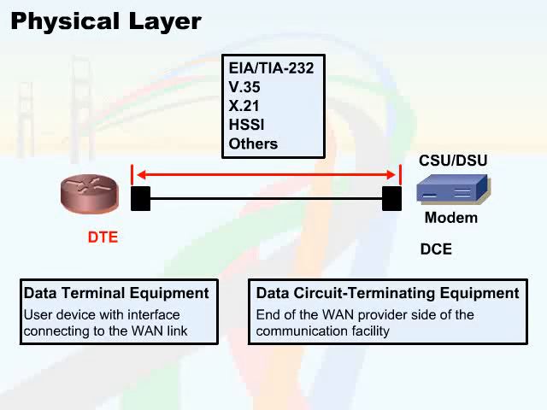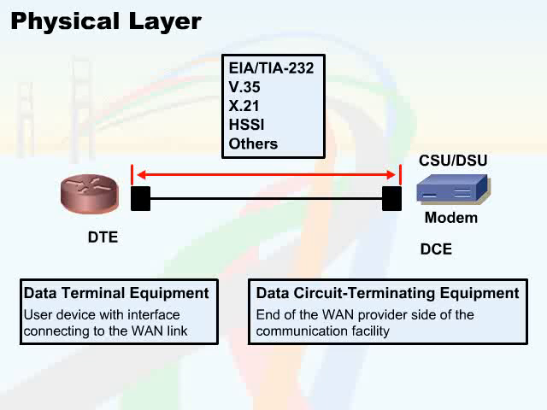A router communicating with the service provider network serves as the data terminal equipment. This is actually the customer premises device. This is what you configure. Your interface will plug in either to a modem or to a CSU-DSU, or possibly directly into a wall plug that has been put in place for you by your service provider. Then you'll configure your interface as a data terminal.